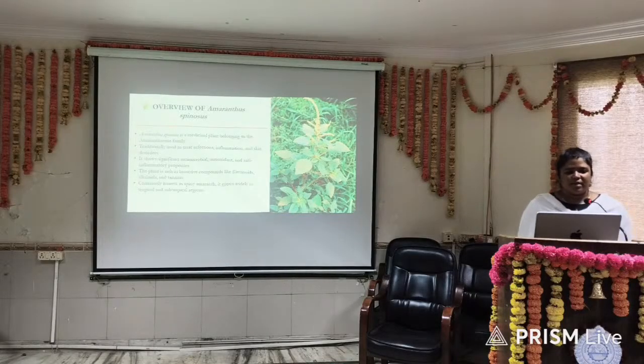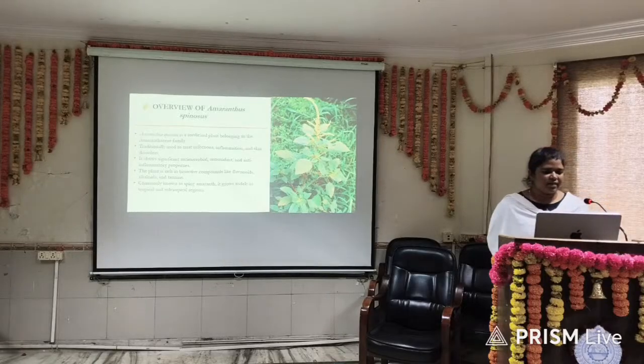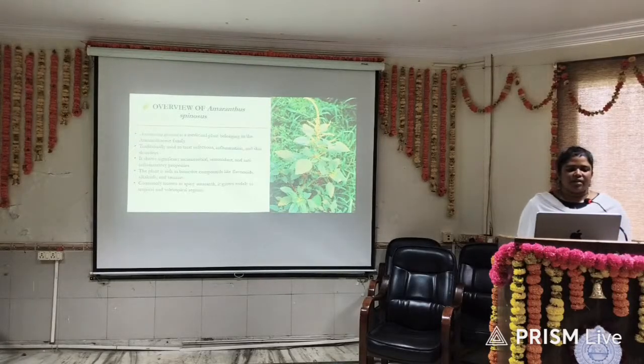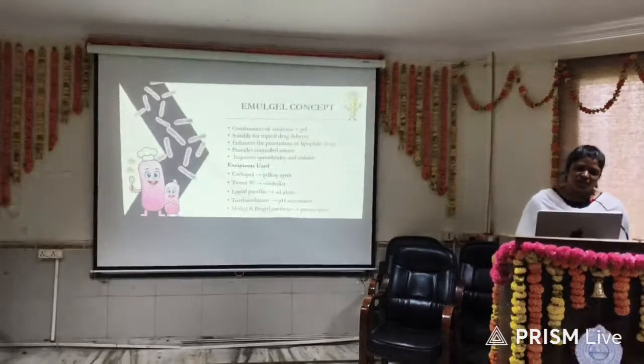Amaranthus spinosus is a medicinal plant belonging to the Amaranthaceae family, traditionally used to treat infections, inflammation and skin disorders. It shows significant antimicrobial, antioxidant and anti-inflammatory properties. The plant is rich in bioactive compounds like flavonoids, alkaloids and tannins. Commonly known as spiny amaranth, it grows widely in tropical and subtropical regions. In Telugu, it is called Mulla Totakura.